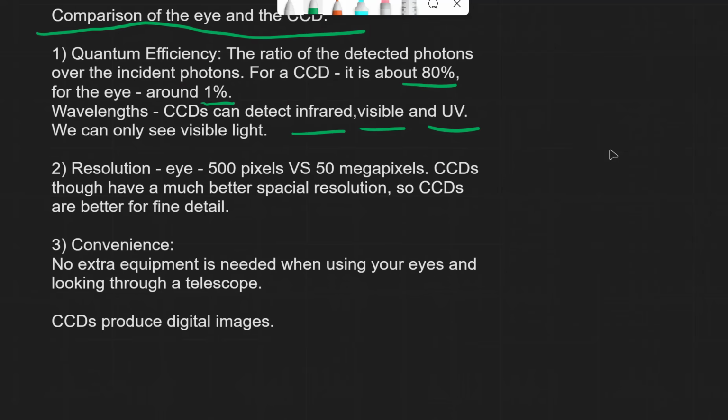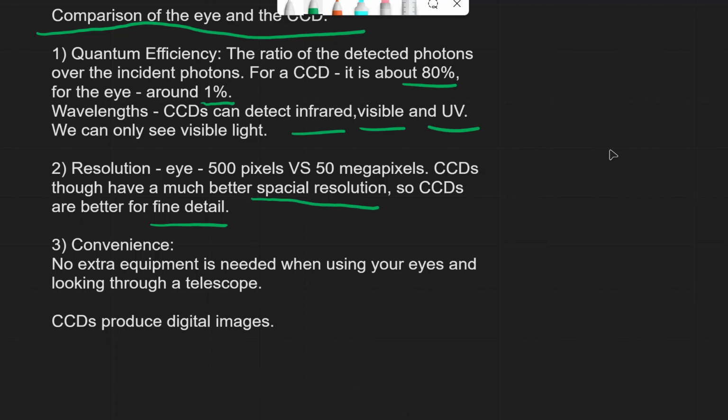The resolution is an interesting one. The overall resolution of the eye is around 500 pixels or so, versus, depending on technology, since these things do change every year, around 50 megapixels for a CCD. However, they have a much better spatial resolution. That is essentially the resolution required to tell the difference between how far apart different objects are, and they have over 10 times better one than the eye, so they're much better for fine detail.